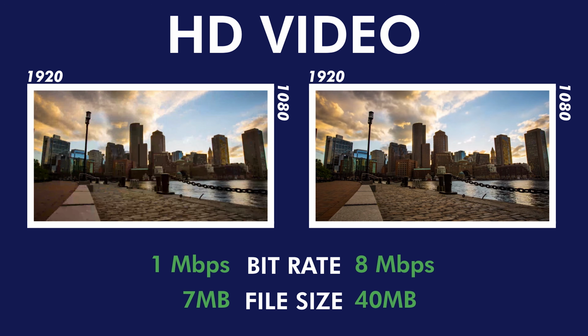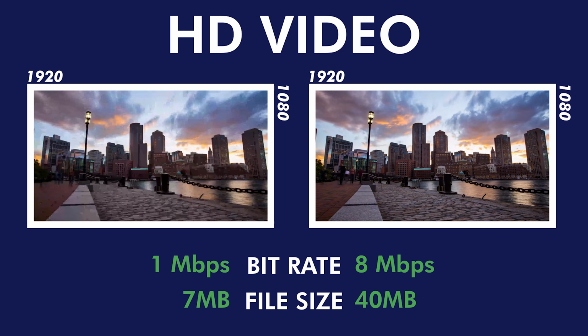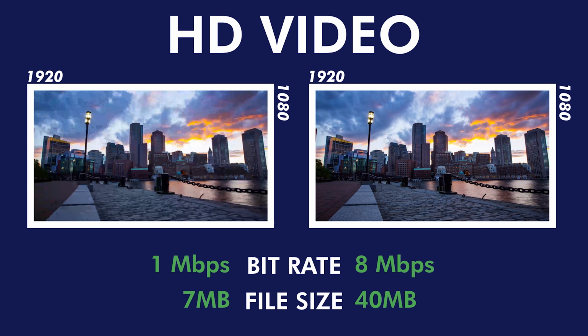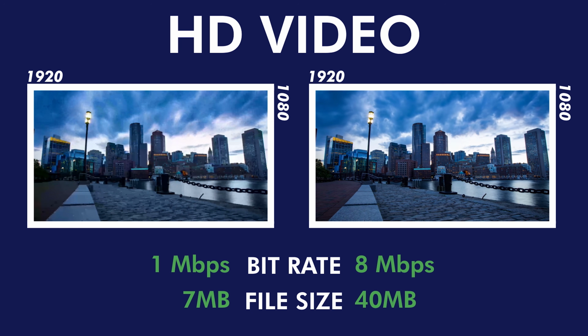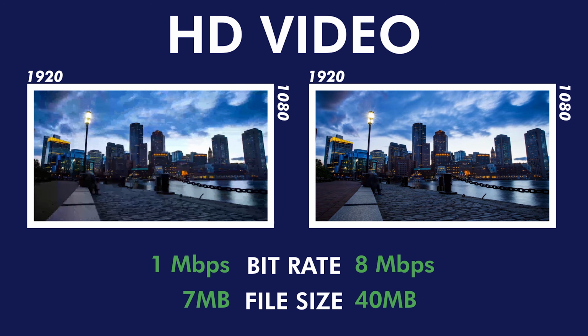So if we take two examples of an HD video, 1920 by 1080, on one side, we can have a low bit rate, meaning the quality is lesser, it's more compressed. On the other side, we can have a high bit rate, meaning we have a higher quality, a larger file size, but a higher quality. More data being encoded per second as the video plays.